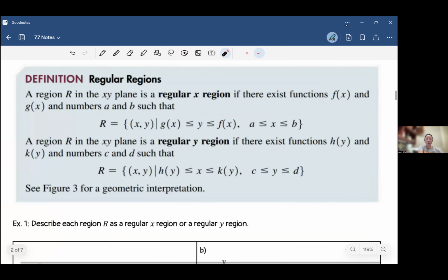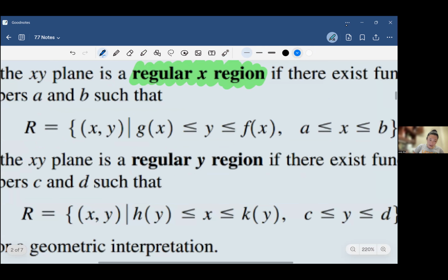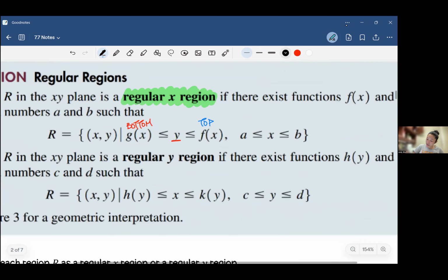All right, definition time. Definition of a regular region. A region R in the plane XY is a regular X region if there exists a function f of x and g of x and the numbers a and b such that, check this out, we have a top function and we have a bottom function for y, and then our x's are bounded by numbers, just like when we did the rectangular one.